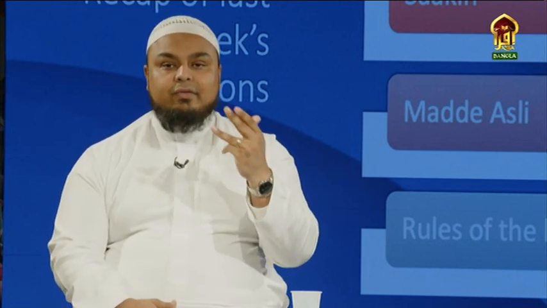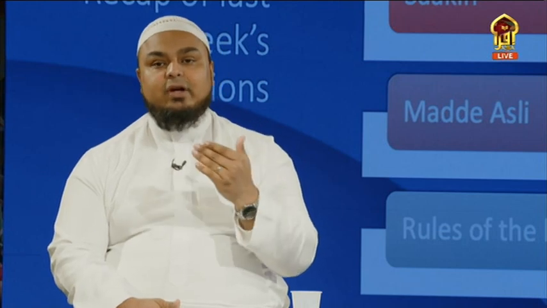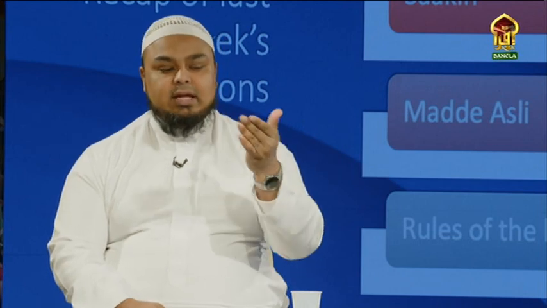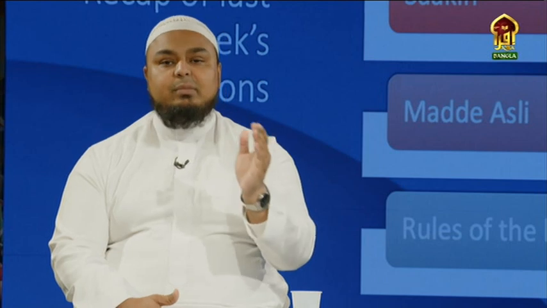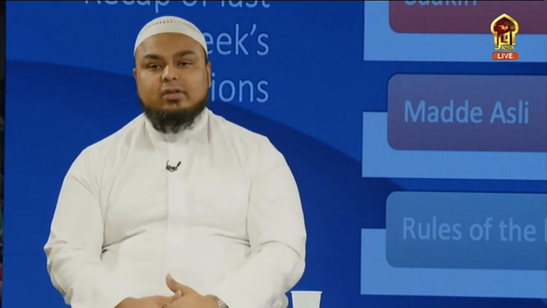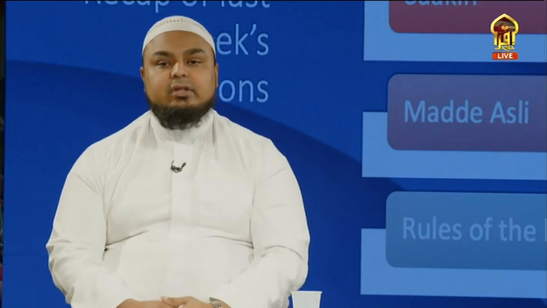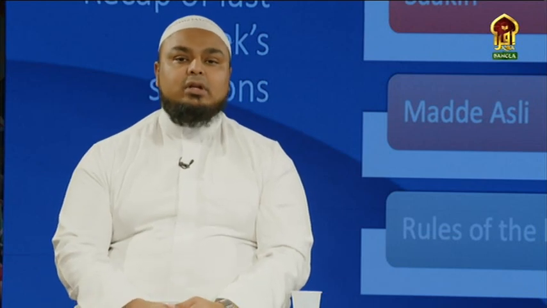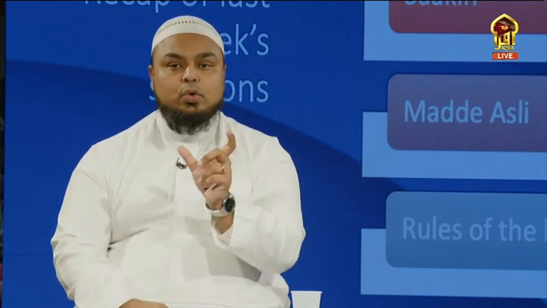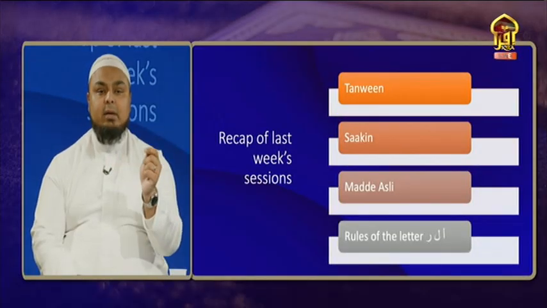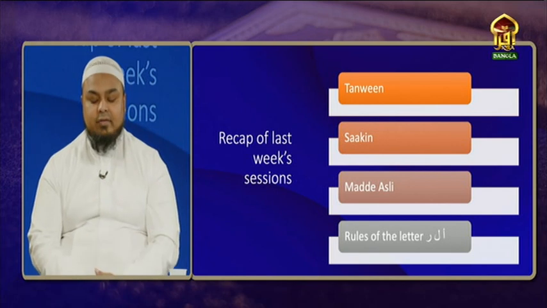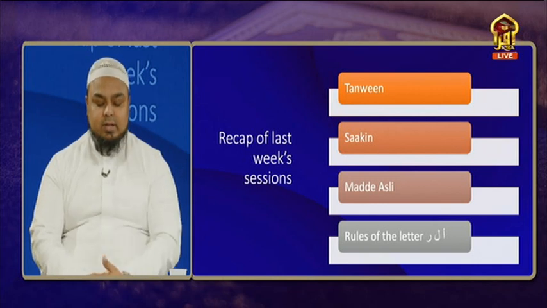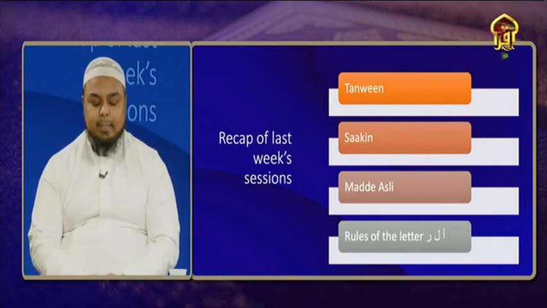Maddi asli are three letters. When you find these three letters followed by certain vowels, you will prolong it for two counts. They are the letters alif, waw, and ya. If alif, before it there is a fatha; if ya, before it there is a kasra; and waw, before it there is a dhamma, then you will prolong it for two counts. And we memorized a word to summarize the concept of maddi asli, and that is the word nuhiha. Nu, waw before it a dhamma; hi, ya before a kasra; ha, alif before a fatha. Nuhiha. So if you memorize this word, you will understand the concept of the maddi asli.